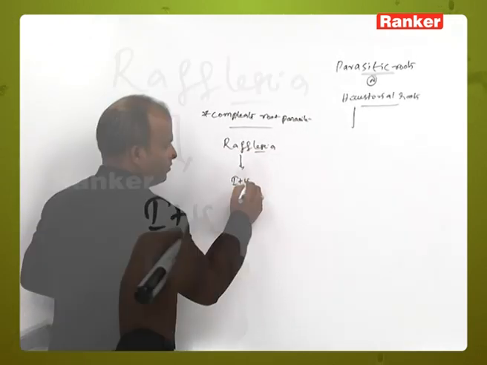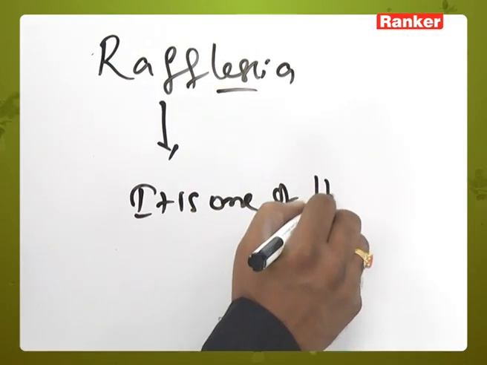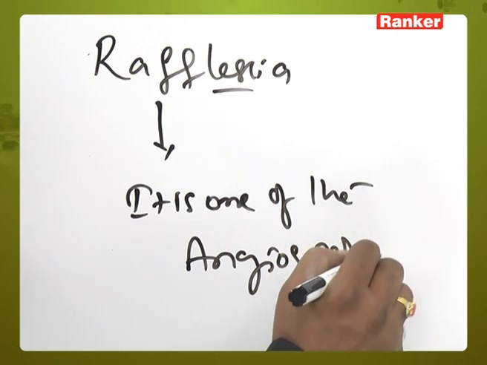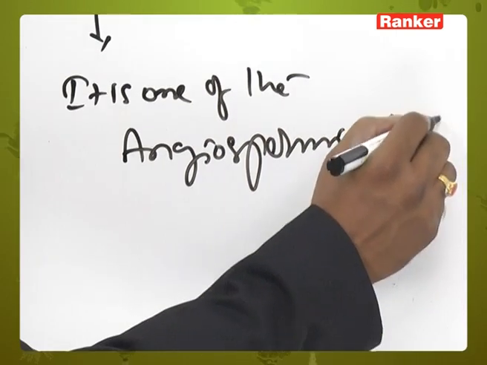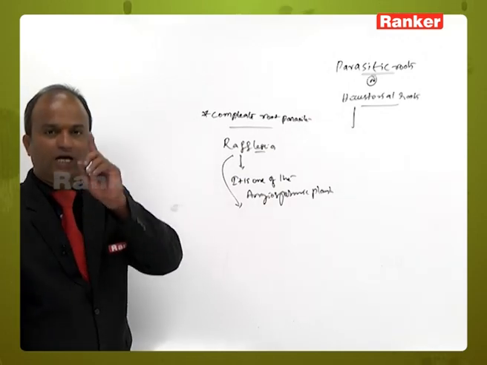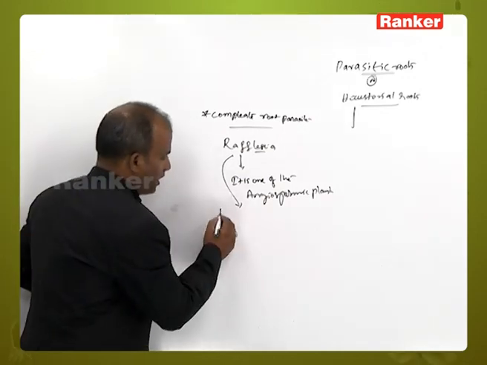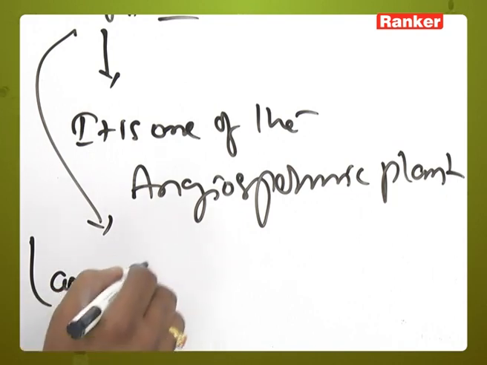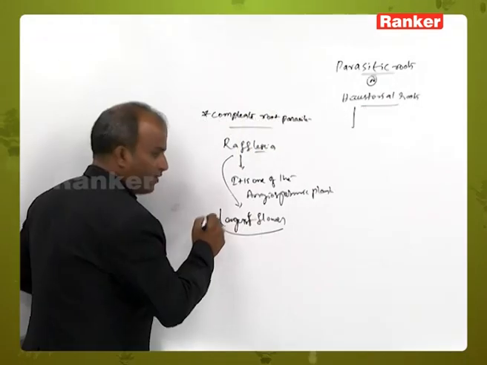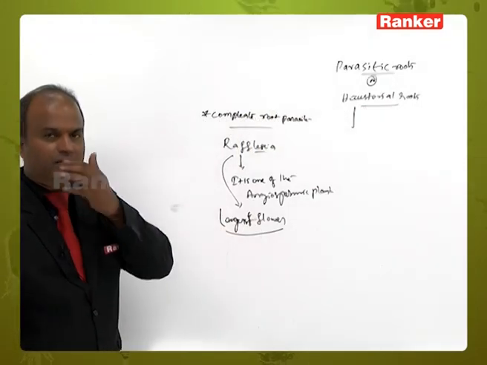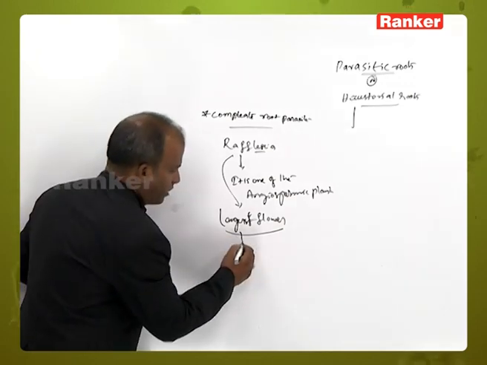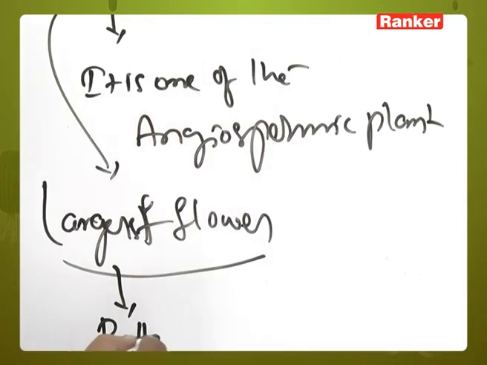It is one of the angiospermic plants. It produces the largest flower. Yes, it is producing the largest flower. This flower gives which smell? This flower gives a rotten meat smell.